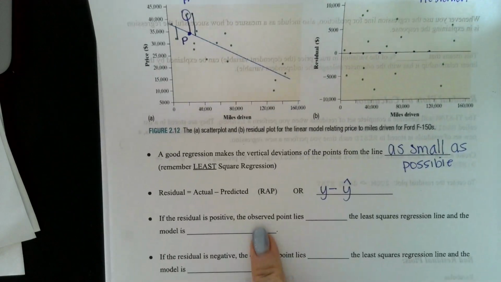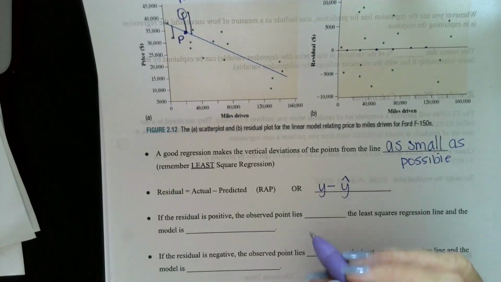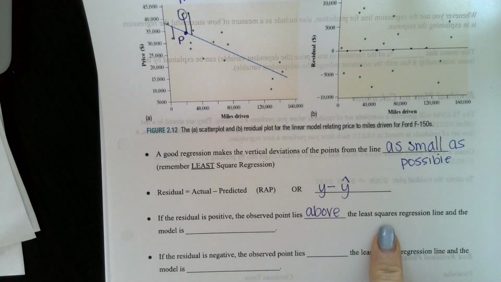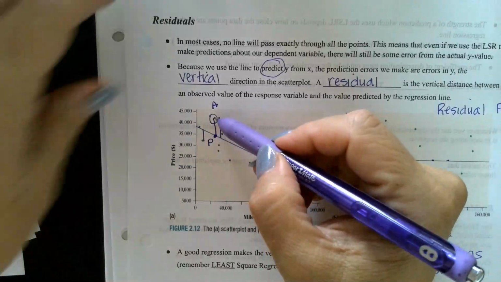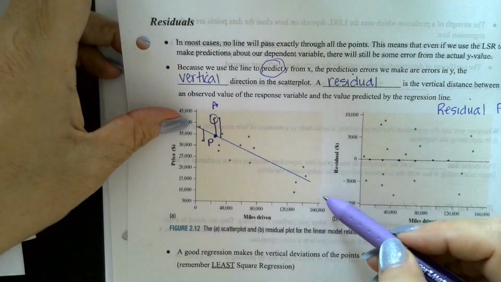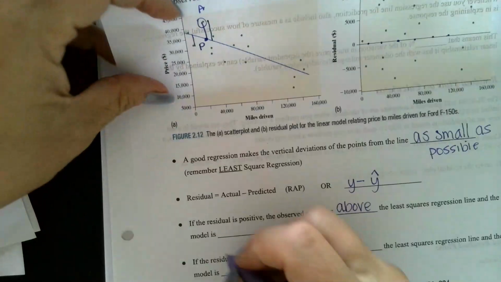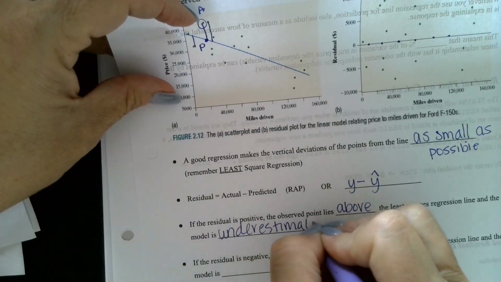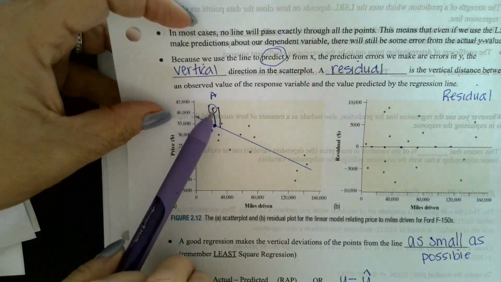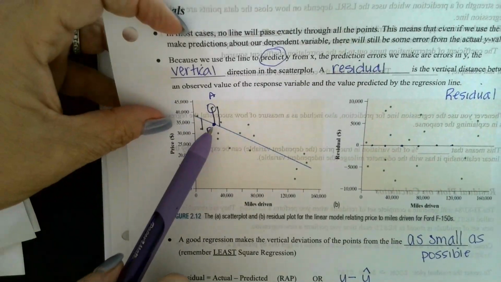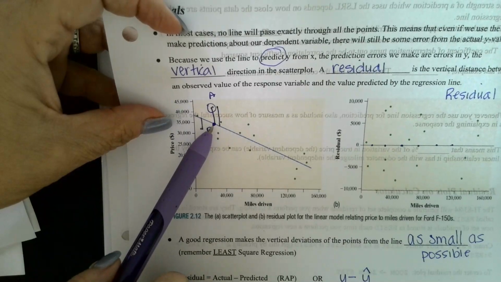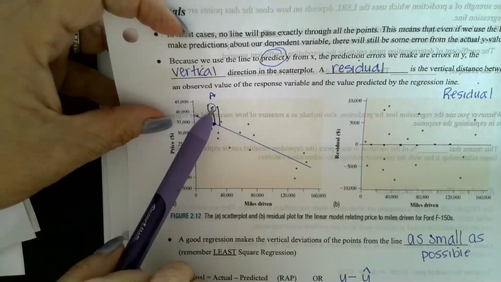Okay. If the residual is positive, the observed point lies above our least squares regression line. So when that happens, when it's above, that means that our line is an underestimate. Now this makes sense. This is what we thought we were going to get. We thought we were going to get, what, 43,000, but we only got 34,000. So the predicted is an underestimate of what we really had.